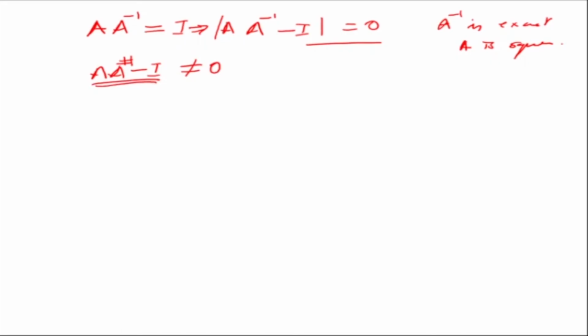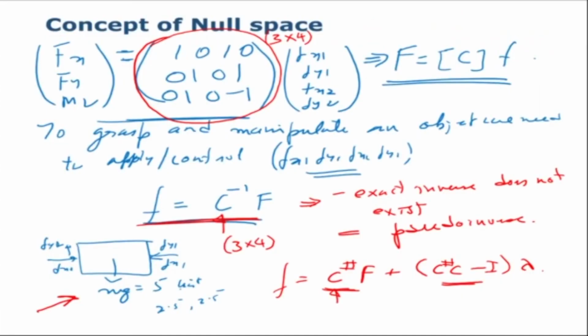What does this mean mathematically? It basically means that you have 4 unknowns and 3 equations. So how many solutions do you have? You can end up with infinite solutions. This is one part of the solution, and this is the other part, which is in the null space. This is the concept of null space. So you have one part of the solution here and the other one there.